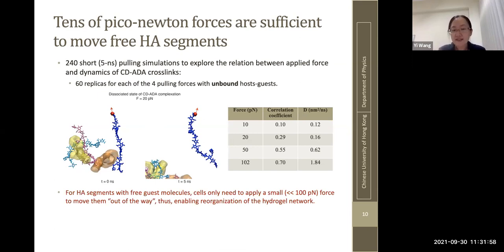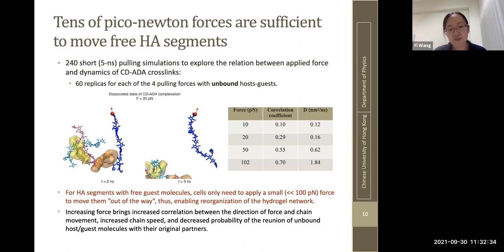The forces on the kilonewton levels are generally far too small to actually break the network, to change the topology forcefully in that way. However, they seem to be able to take the opportunity when there is already an unbound host-guest, displace it and place it in a different environment. Thereby, when the next binding and unbinding occurs, the topology of the network can be modified. That is the qualitative understanding that we got from these MD simulations.